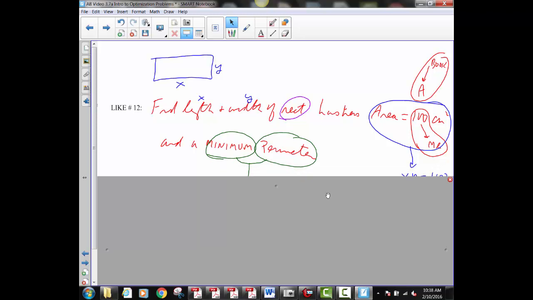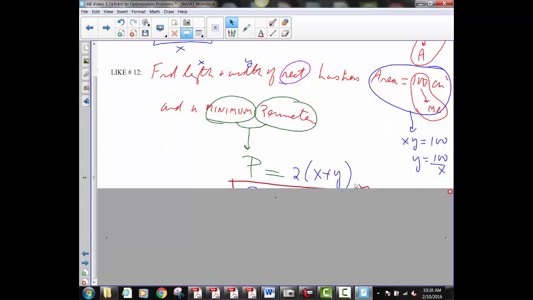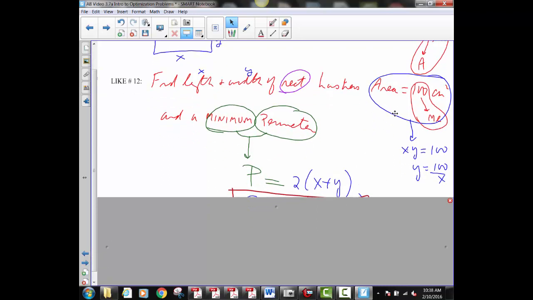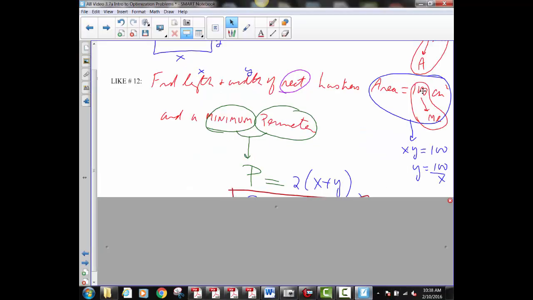I'm trying to minimize the perimeter, so I have P equals, of course the perimeter would be 2 times X plus Y, but that's too many variables. That's why they gave you the area. So in the book, by the way, this is why I'm not doing number 12 from the book, because they couldn't come up with a number. They said A. The area is A square centimeters. Well, I picked a number, 100.